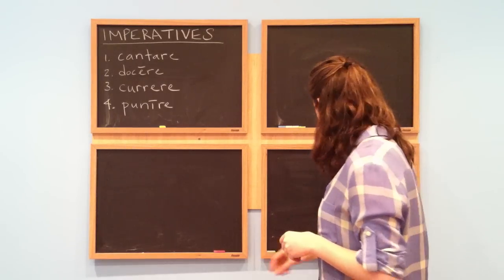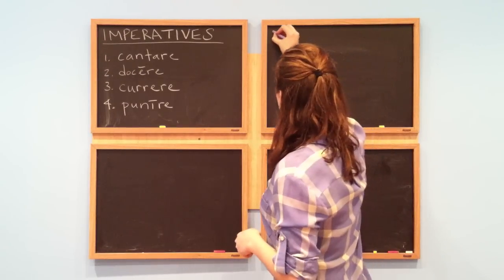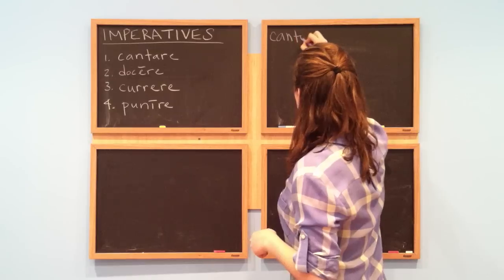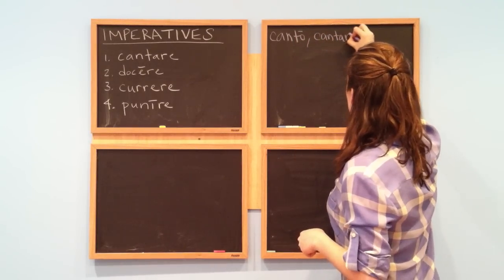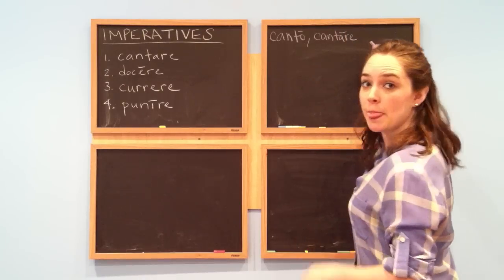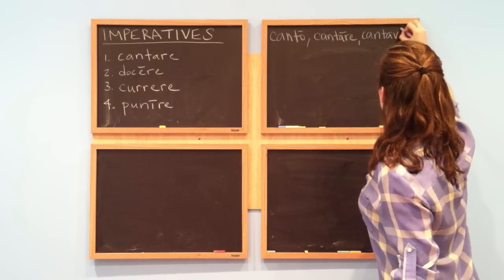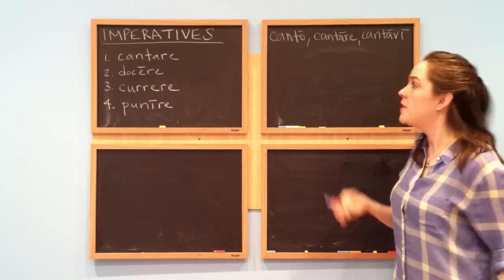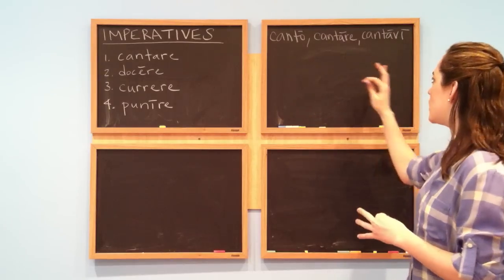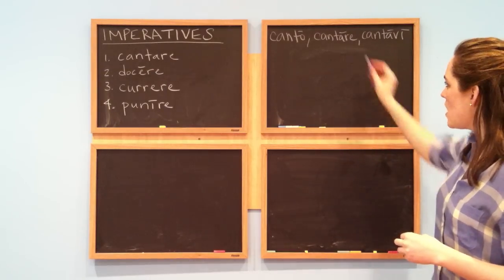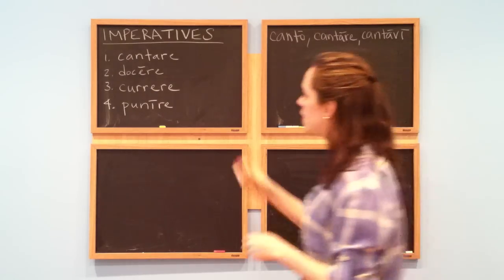So if we write our principal parts out for, let's say, cantare, you have canto, I sing, cantare, to sing, cantavi, I sang, and then you would have cantatus, having been sung, but my students haven't learned that yet, so we won't put it on here. And cantare here is the second principal part, the infinitive, to sing.